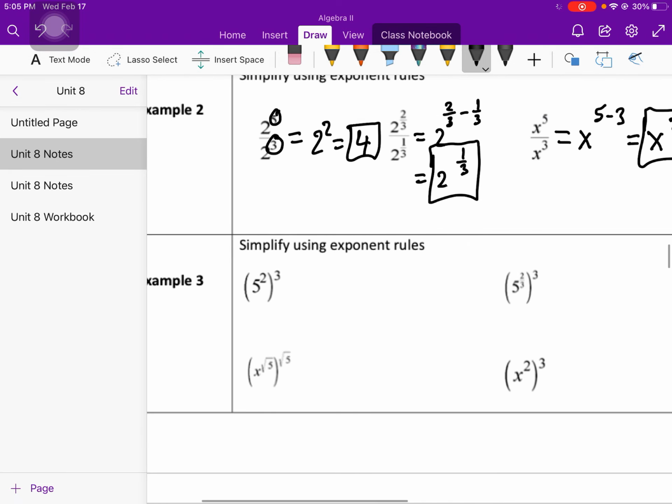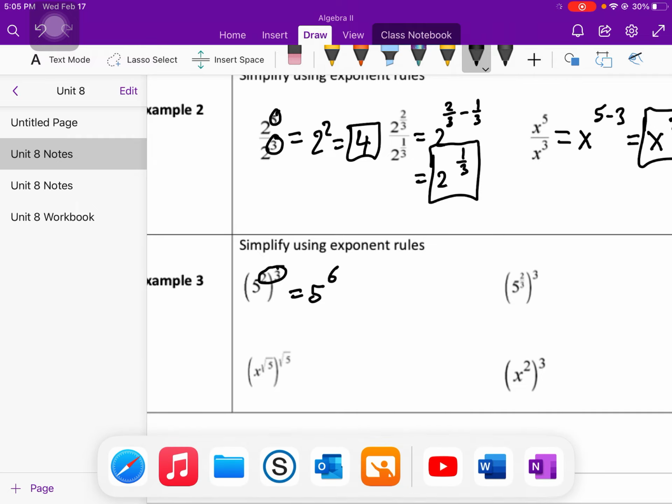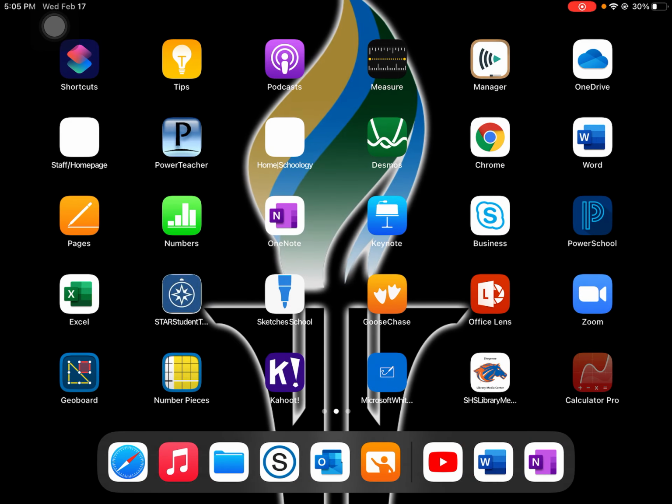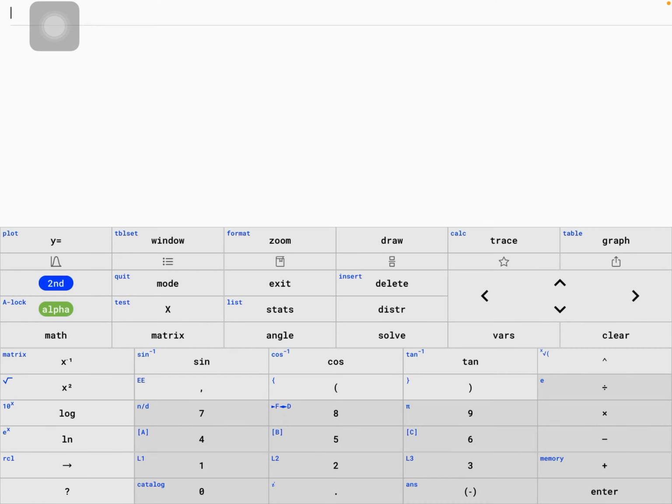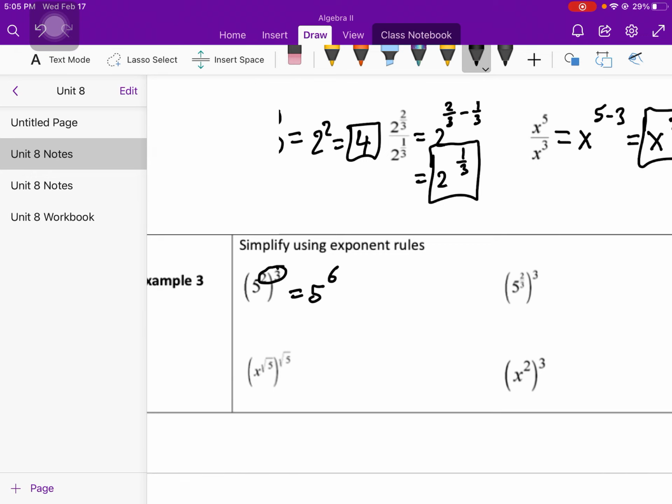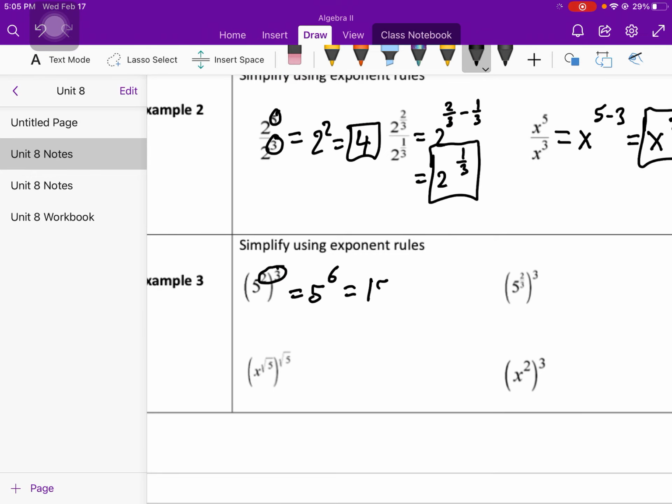Next one here. Simplify using exponent rules. So a lot of these we're just going to see the same ideas. So this one we would multiply, and you get 5 to the 6th. Let's see, we can type that in our calculator. 15,625.